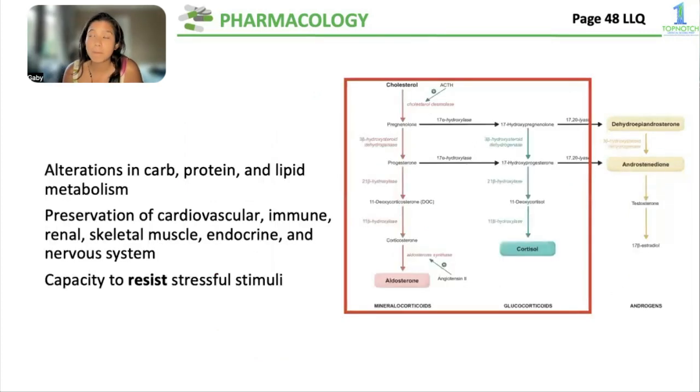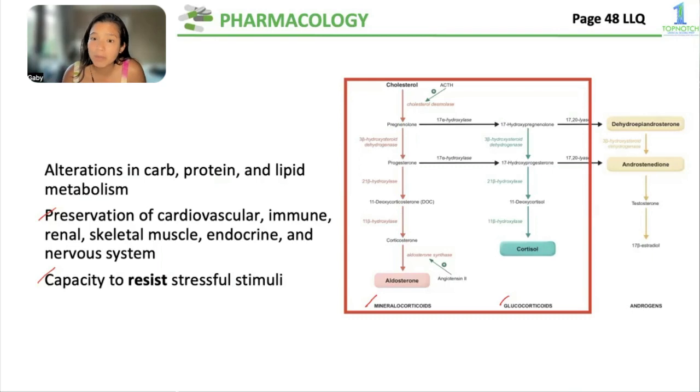Because both of these, mineralocorticoids and glucocorticoids, are important in the preservation of your cardiovascular, immune, skeletal muscle, and nervous systems. And they also give the body the capacity to resist stressful stimuli, which is why patients who have adrenal insufficiency, meaning they're not making enough cortisol or aldosterone, can get worse with things like stress, extremes in temperature, or infection, and this can be fatal. This is why supplementation of mineralocorticoids and glucocorticoids is important in patients with adrenal insufficiency.